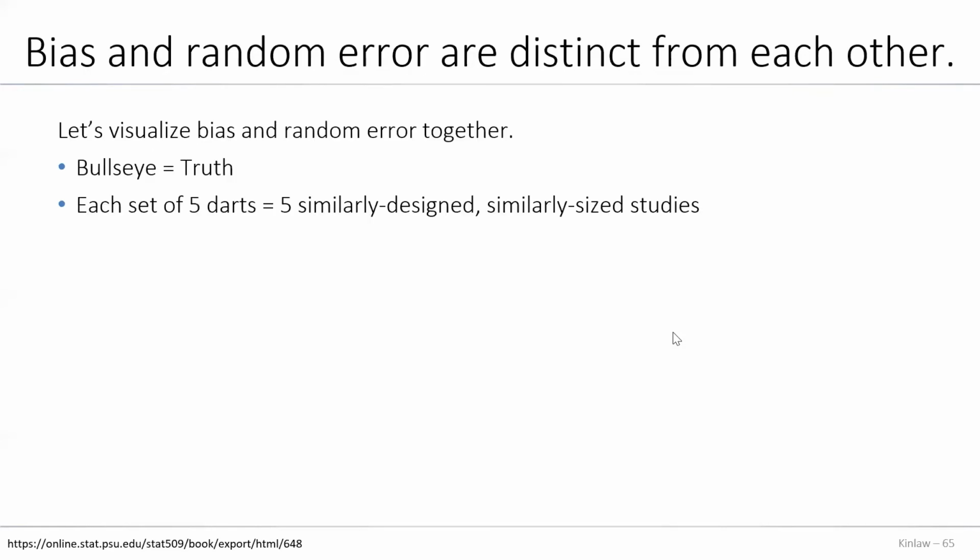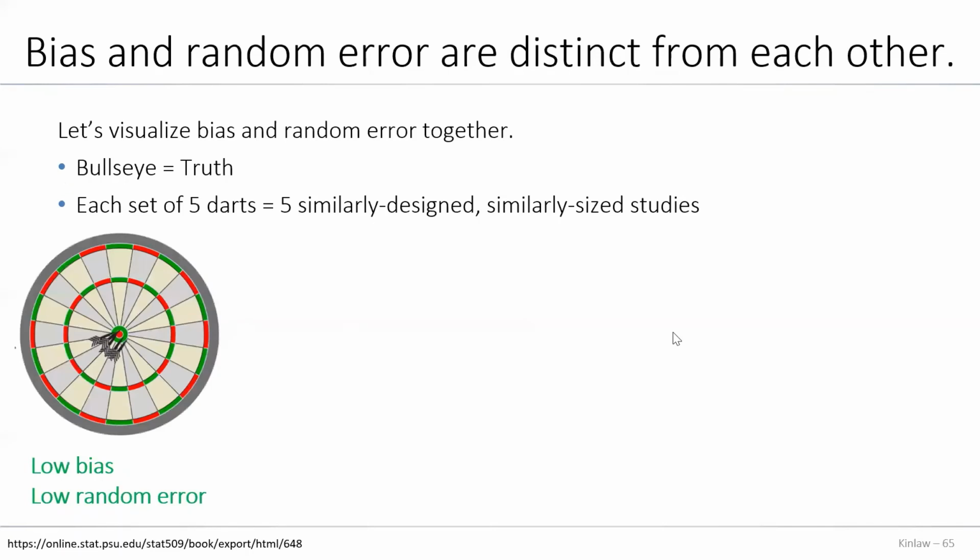To hammer home the ideas that bias and random error are distinct from each other, let's visualize it. To understand these images, let's set a couple of rules. The bullseye is the truth. The farther from the bullseye, the less accurate a result. And second, each set of 5 darts represents 5 similarly designed and similarly sized studies of the same topic.